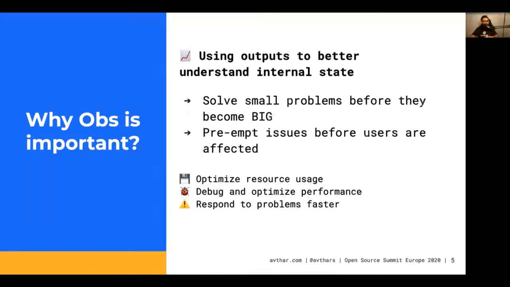Now, there's 2 main reasons why observability is important to developers. The first one is that it helps solve small problems before they become big problems. And the second one is that it helps preempt issues before they affect users badly. There's a common saying among developers in the observability space: I want to see my problems before I hear about them from my users.